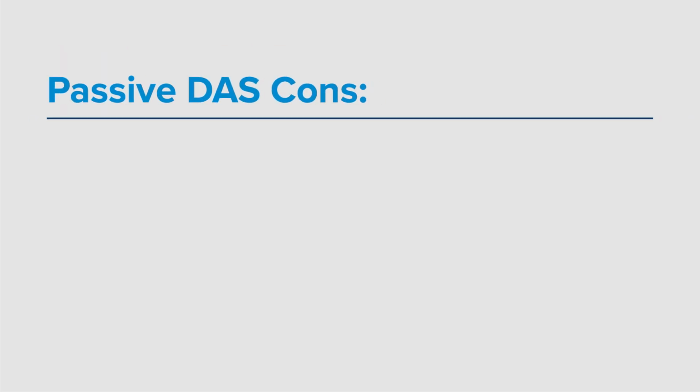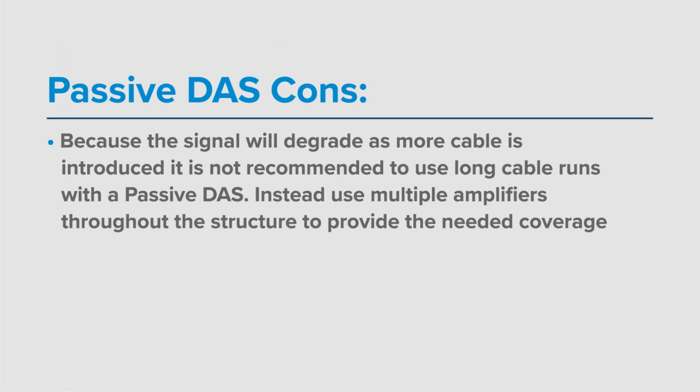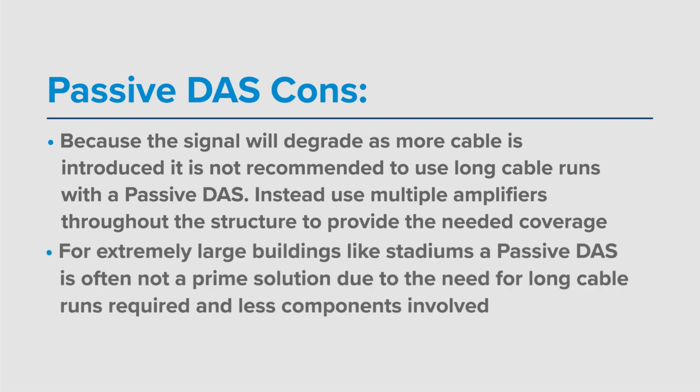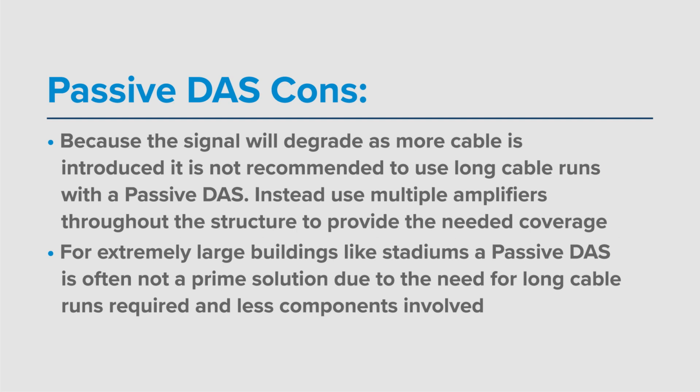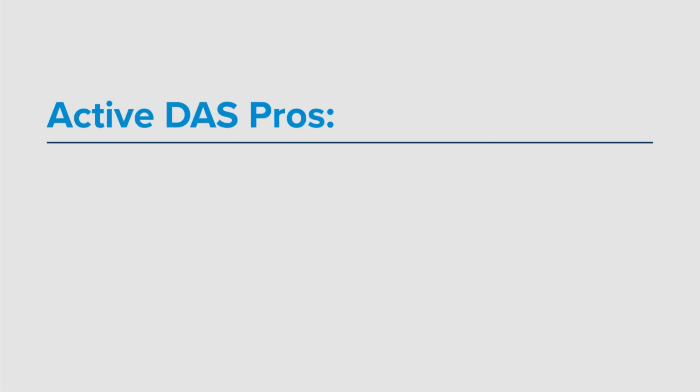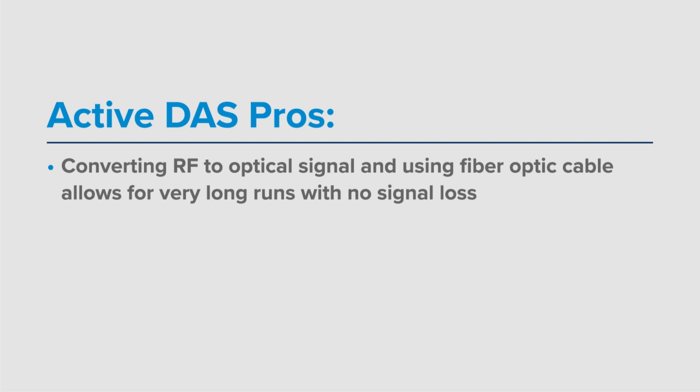Passive DAS cons: because the signal will degrade as more cable is introduced, it is not recommended to use long cable runs with a passive DAS. Instead, use multiple amplifiers throughout the structure to provide the needed coverage. For extremely large buildings like stadiums, a passive DAS is often not a prime solution due to the need for long cable runs.